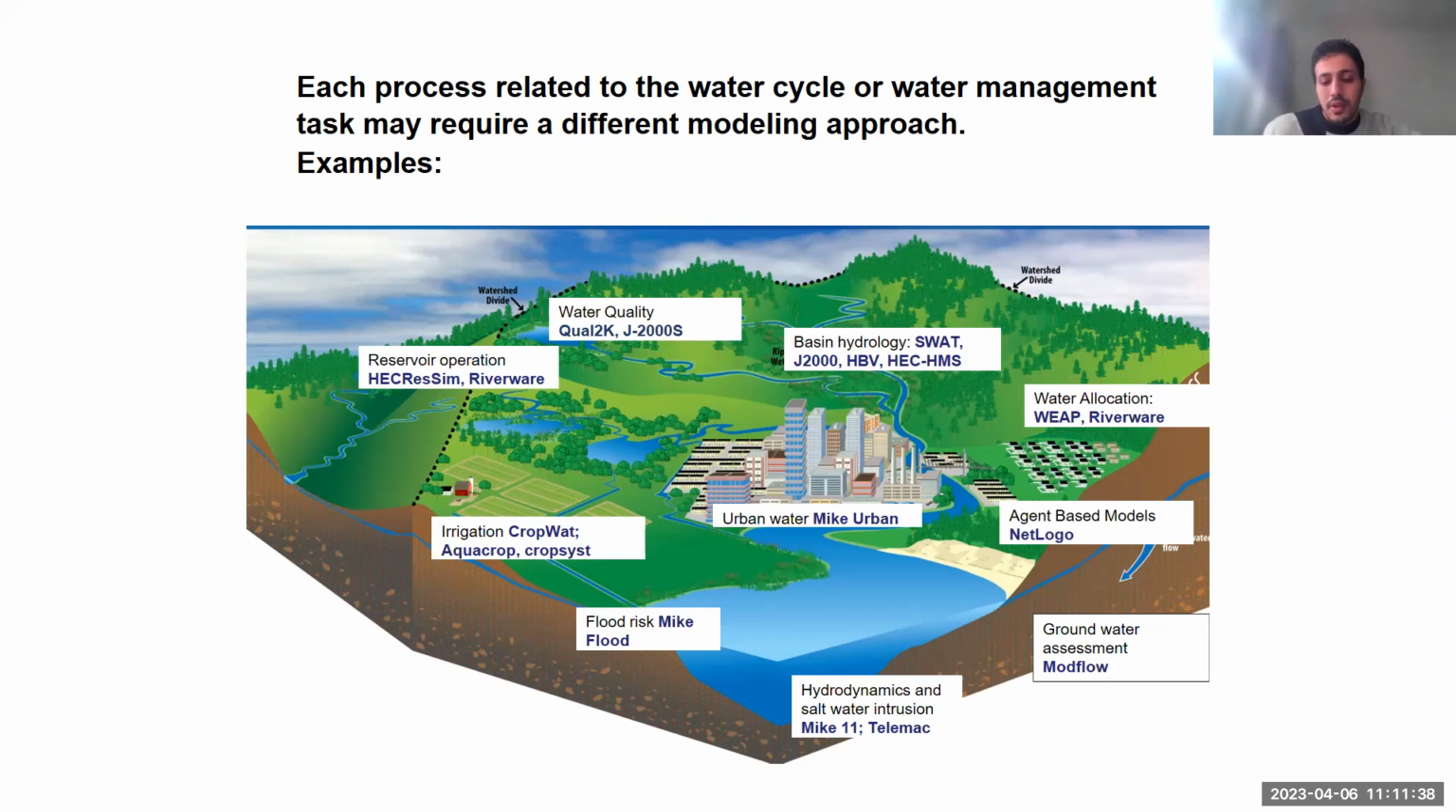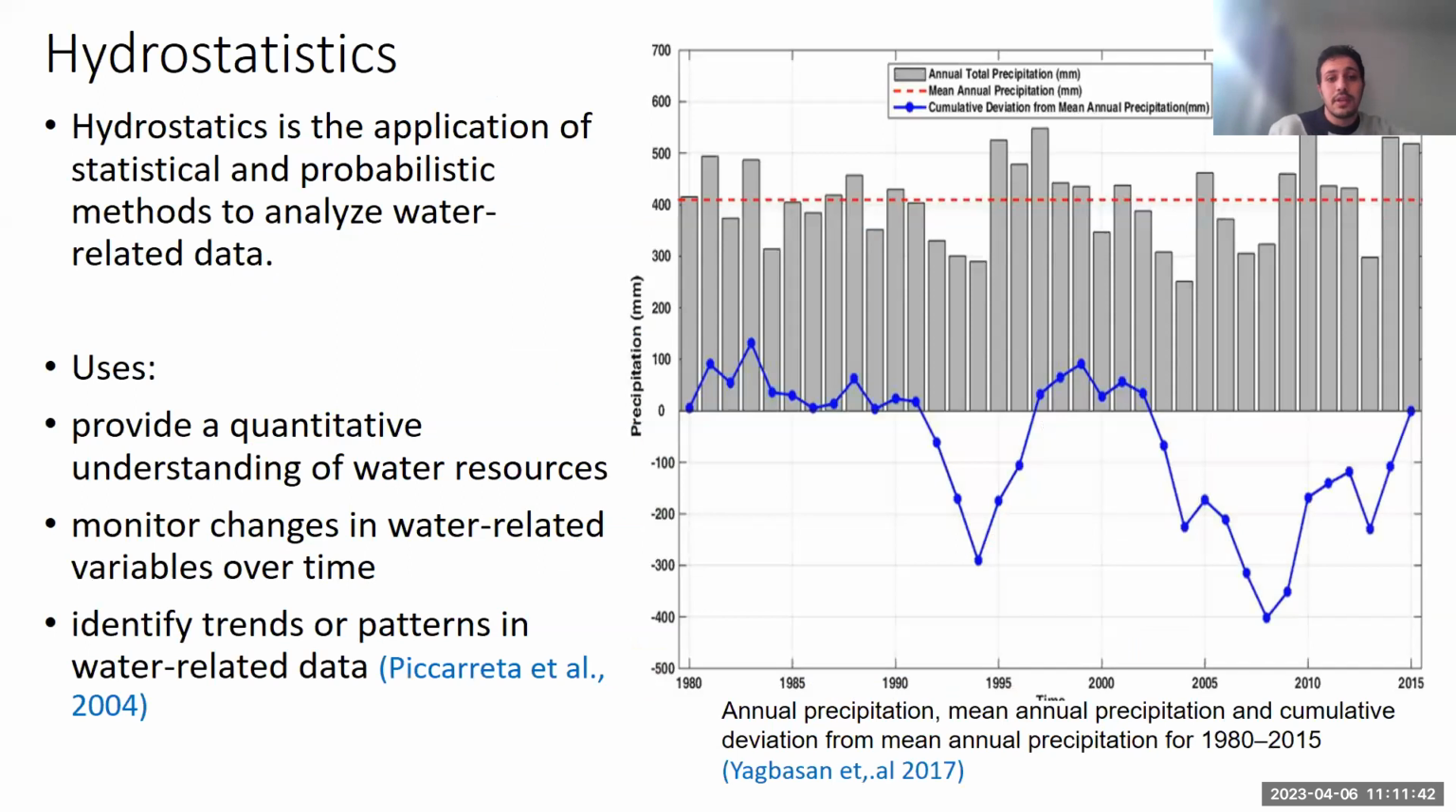We also have hydrostatistics. I would say it's very important to represent the data, to detect the trend. So in the graph we can have an idea of the changes of the annual precipitation first, as well as the mean annual and cumulative deviation from the mean annual from 1980 to 2015.